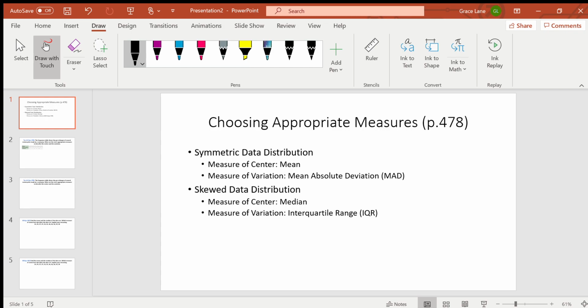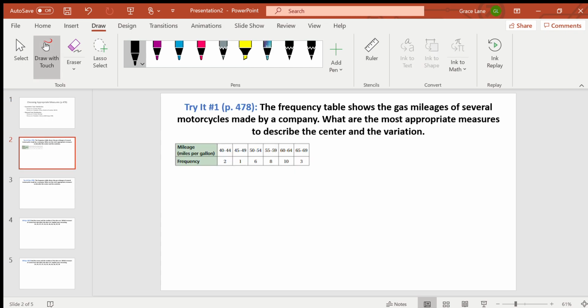These are described on page 478 of your book, but we're going to go ahead and try the Try It question at the bottom of page 478. It says the frequency table shows the gas mileage of several motorcycles made by a company. What are the most appropriate measures to describe the center and the variation? Before you can decide if you're going to use the mean, the median, the MAD, or the IQR, you have to first know what shape the graph is.